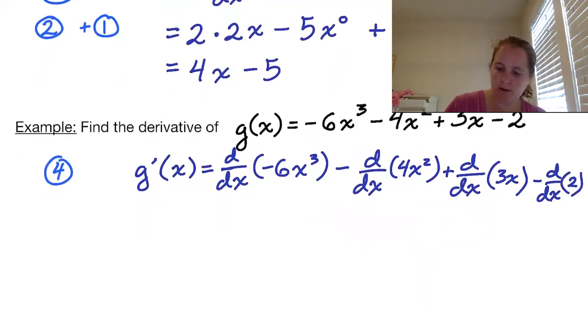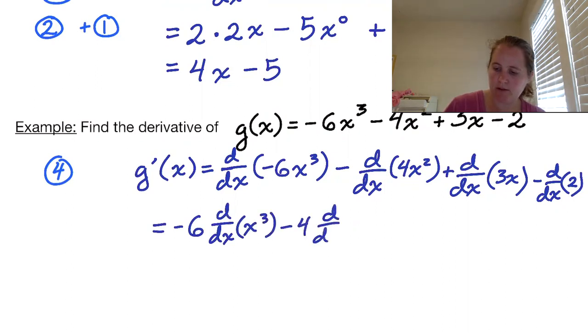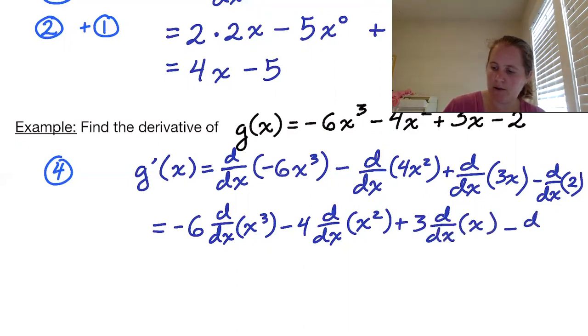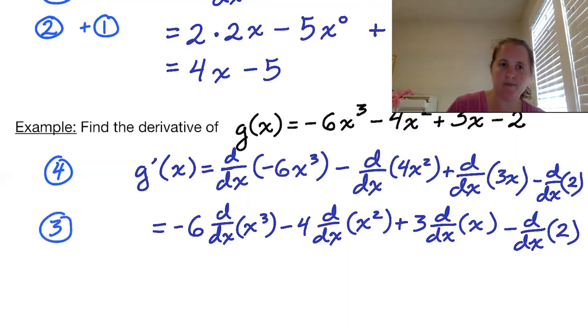Then from here we can go ahead and pull out our scalars. We have a negative 6 times the derivative of x cubed minus 4 times the derivative of x squared plus 3 times the derivative of x minus the derivative of 2. Again, that was pulling out our scalars. That was our rule 3.